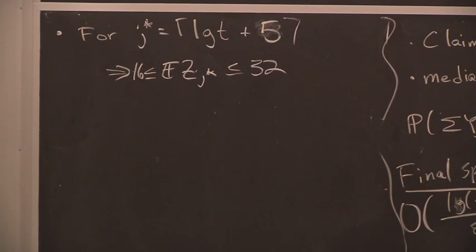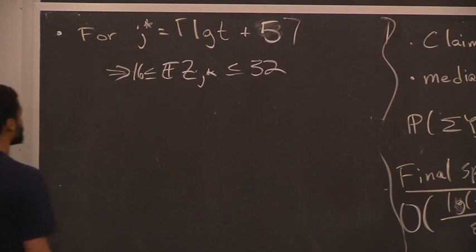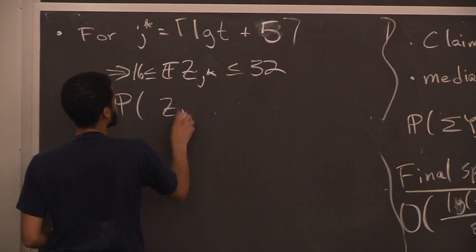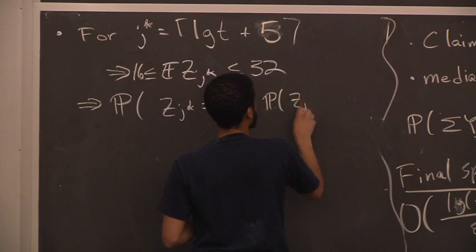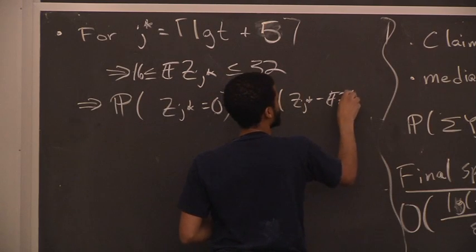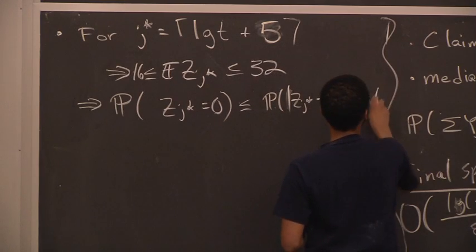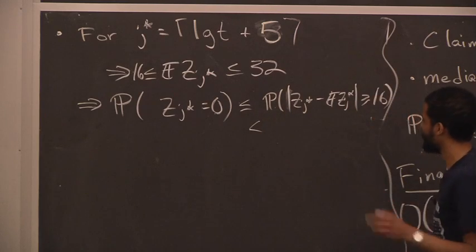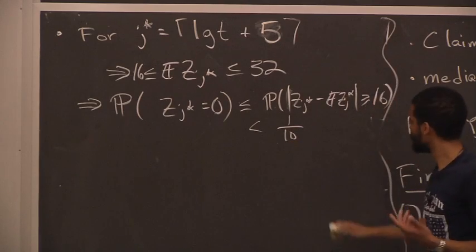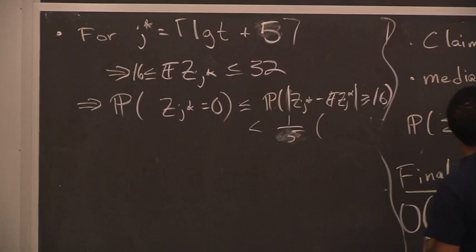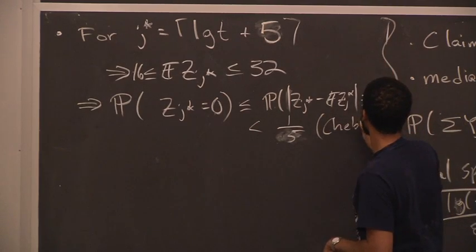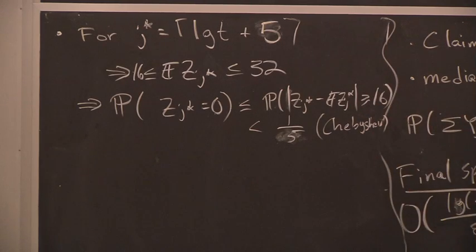Right? So what's the probability that it's 0? That means it had to deviate from its expectation by at least 16. Right? But Chebyshev tells you that that's unlikely to happen. This implies that the probability that zj star is 0 is at most the probability that zj star deviated from its expectation by at least 16, and this is at most, I don't know, let's say at most a 10th or something, or a 5th. It's something. You use Chebyshev, okay? We have a bound on the variance, right? We know the expectation. Use Chebyshev, and you get that the chance of that happening is a small constant, right?